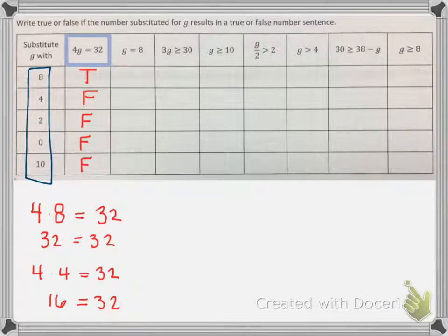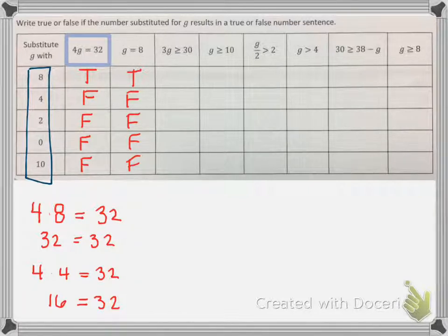All right? And your job is to go through and substitute. So these are all kind of the same thing. The first two columns, the 4g equals 32 and the g equals 8, are just going to have one possible answer, and in both cases it's the 8. If I put an 8 in, 8 equals 8 is true. 4 equals 8 is not true. 2 equals 8 is not true. 0 equals 8 is not true. 10 equals 8 is not true. All right, let's do one more and then I'll let you finish the rest.